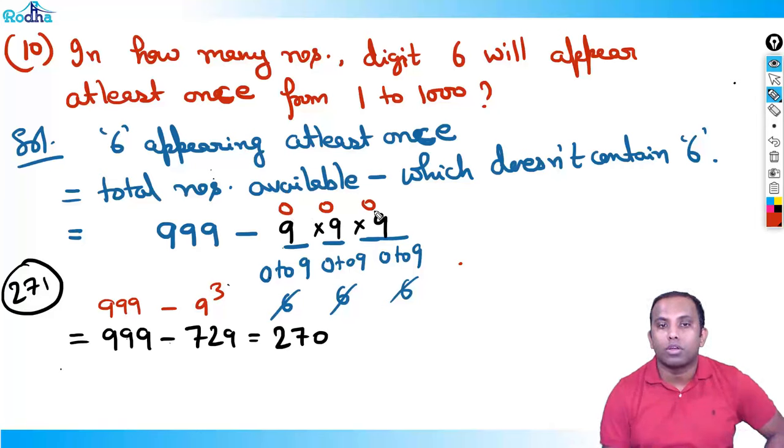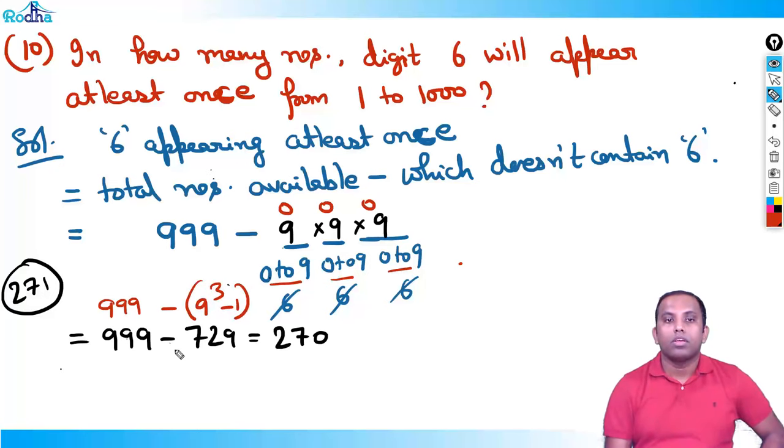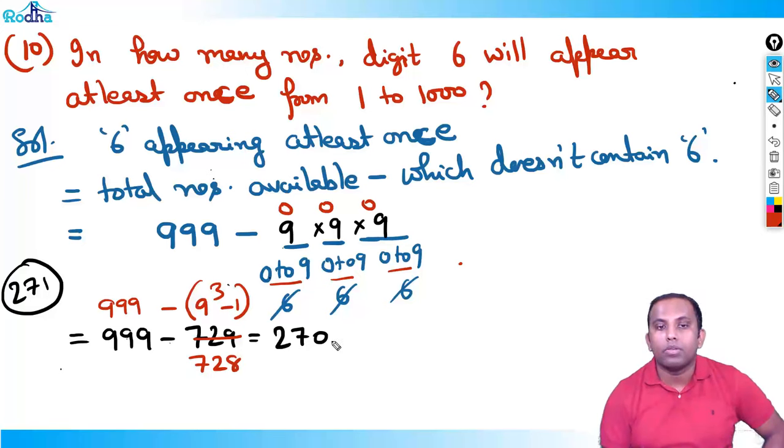Because 0, 0, 0 is a number in which all three places, 0 to 9, 0 to 9, 0 to 9, are 0. That means 0, 0, 0 is the one case occurring here, so that case you need to subtract. So 9 cube minus 1. What is the answer? Not 729. It should be 728. So 999 minus 728, how much? 271.